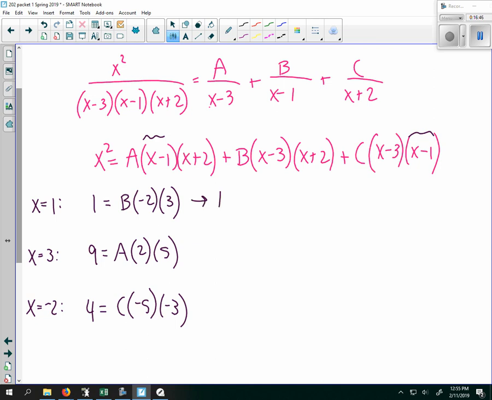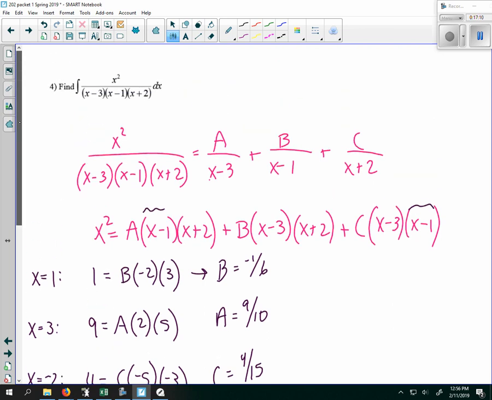So b is negative 1/6. C is, oops, let's see, a is 9/10. And c is 4/15. So I've got my a, b, and c, and then I'm just going to plug them in here. B is negative 1/6, and c is 4/15. And then I'm going to integrate term by term.